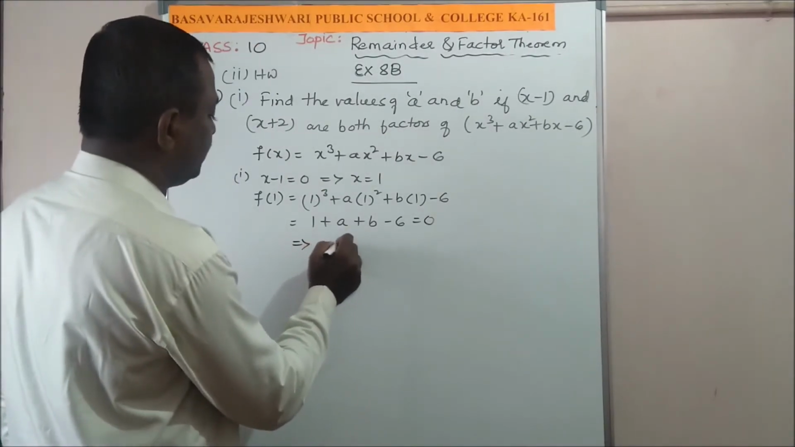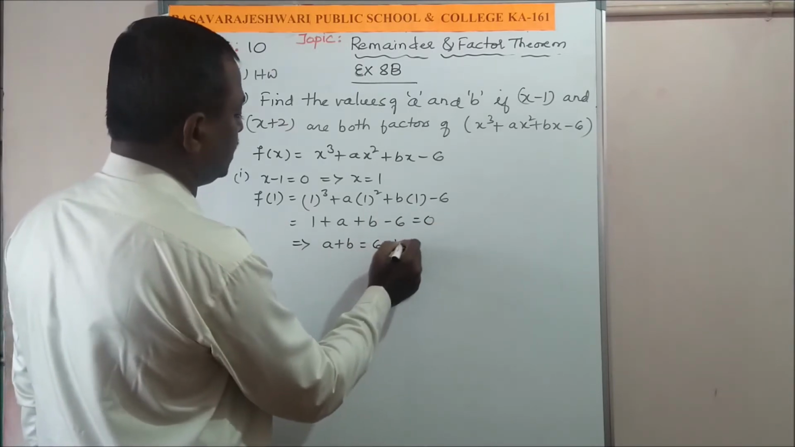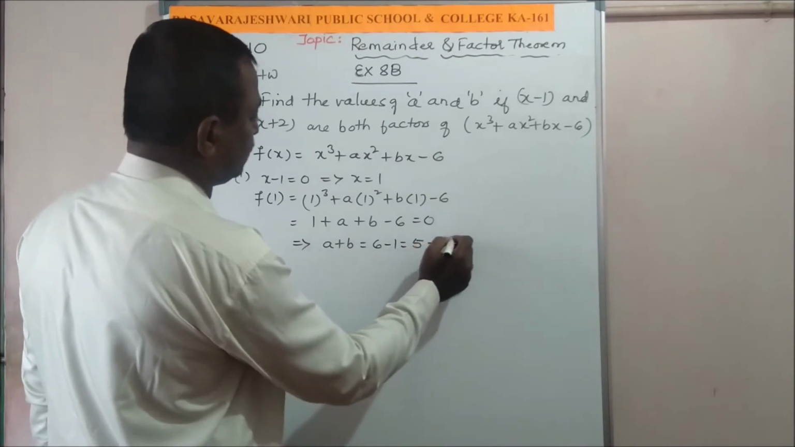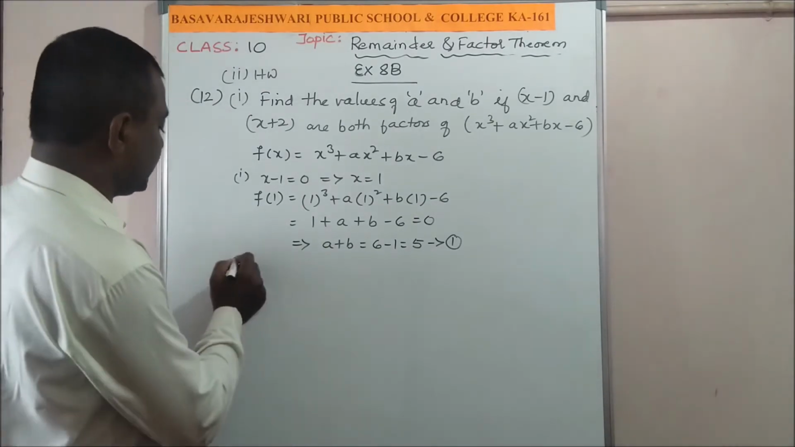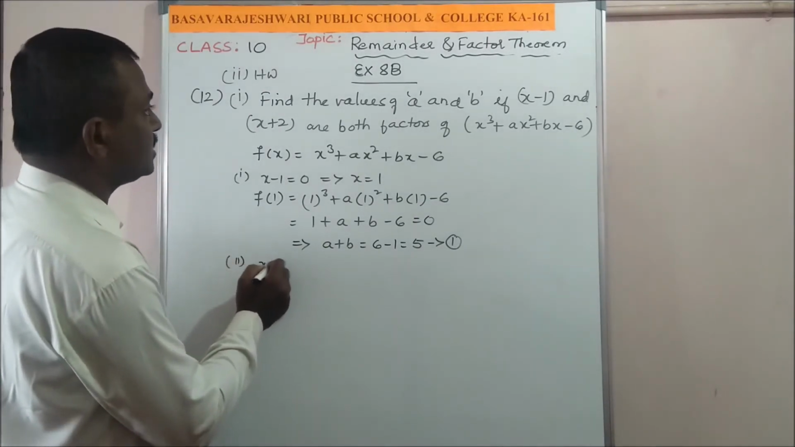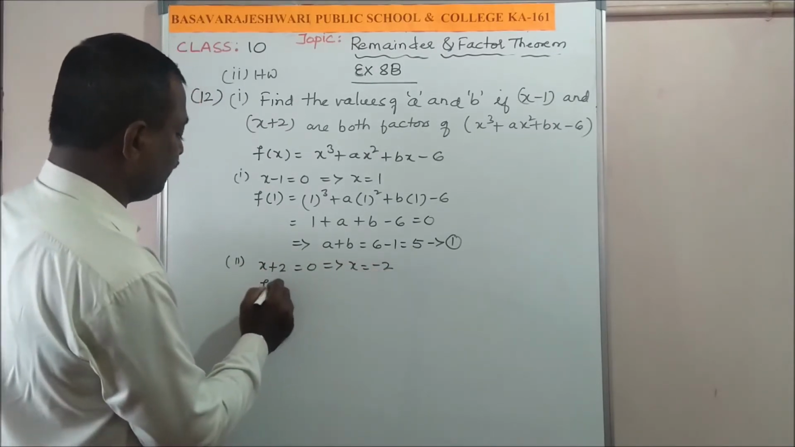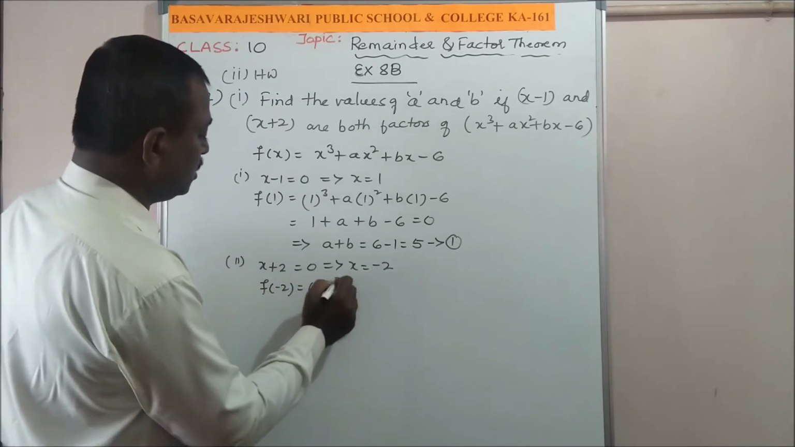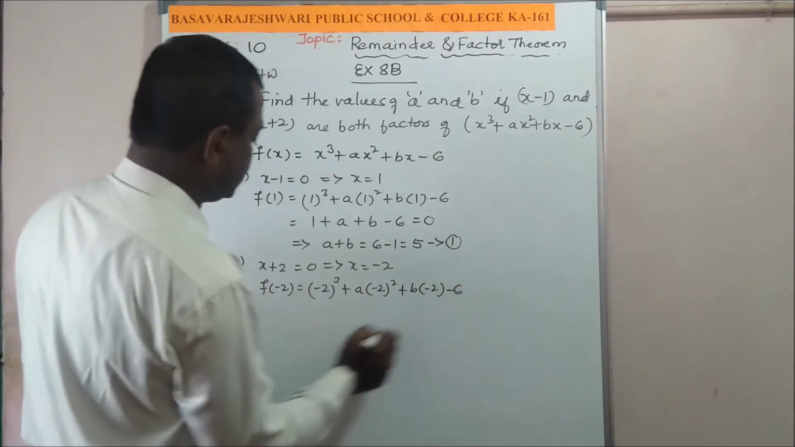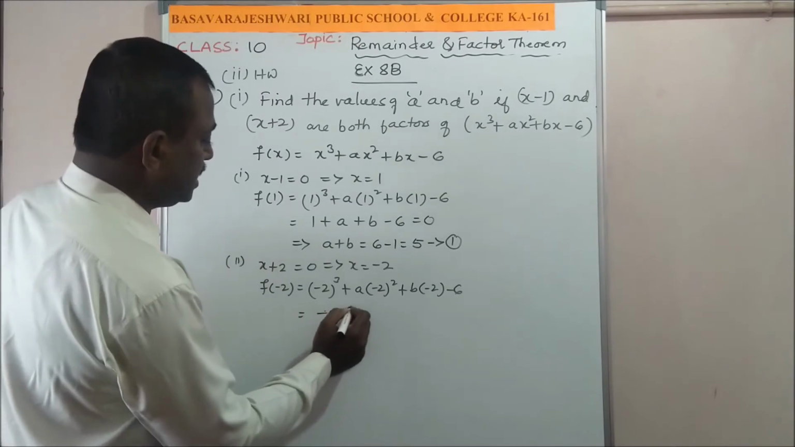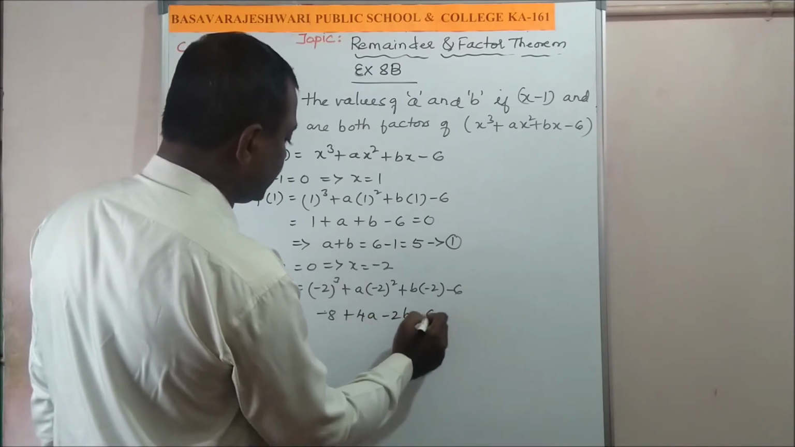This implies a plus b is equal to 6 minus 1, which is 5. Equation number 1. Second, I will take x plus 2 is equal to 0. This implies x is equal to minus 2. f of minus 2 is equal to minus 2 whole cube plus a into minus 2 whole square plus b into minus 2 minus 6. This is minus 8. This is 4a. This is minus 2b minus 6.